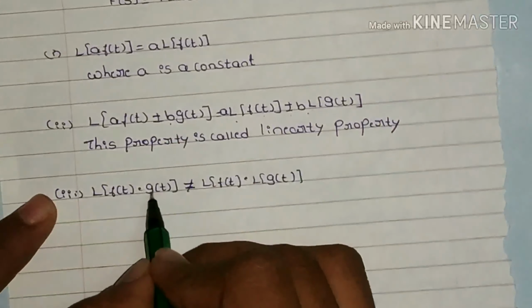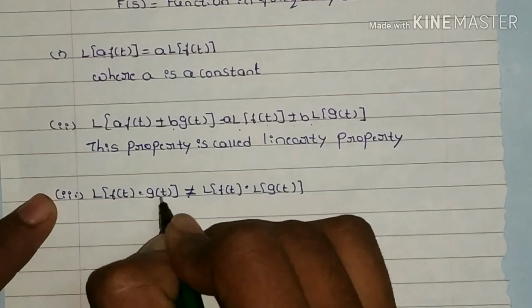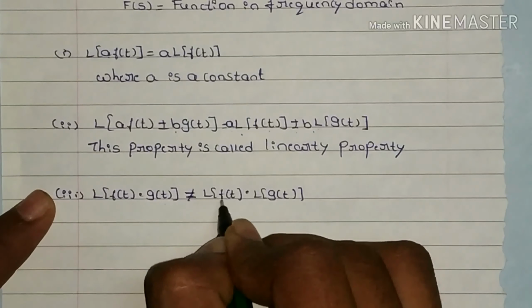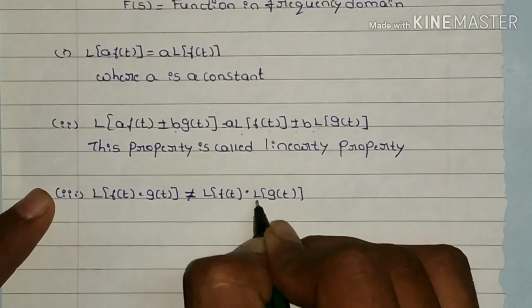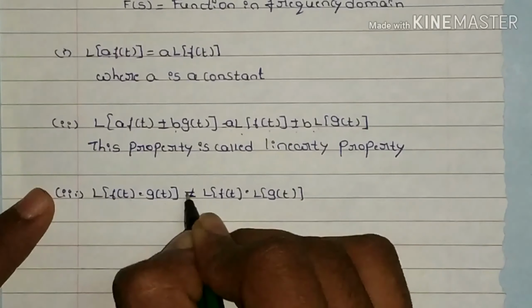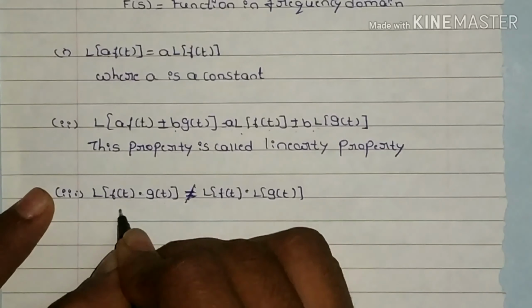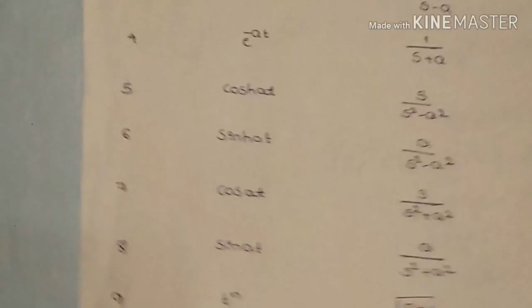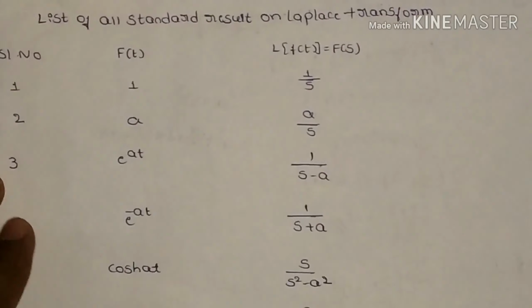Third property, Laplace transform of f of t into g of t is not equal to Laplace transform of f of t into Laplace transform of g of t. This cannot be written in this way. Is that clear? And then let's see the standard results of the Laplace transform.